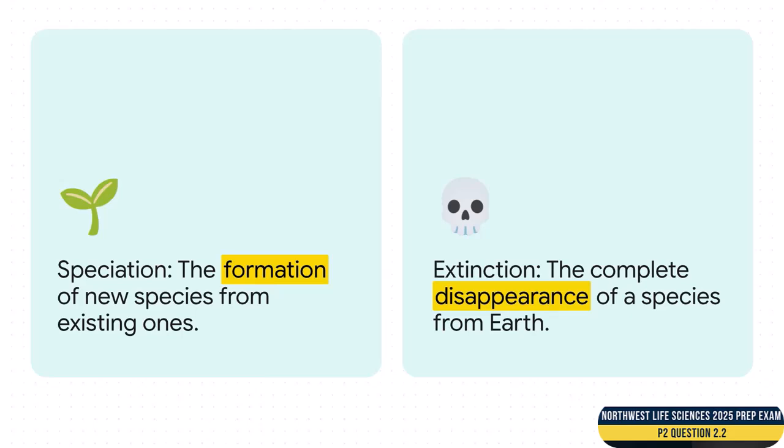Now for 2.2.3, where you need to tell the difference between speciation and extinction. The trick here is all about the key words. For speciation, think formation. You're making something new. For extinction, it's disappearance. A species is gone, completely, forever. Nailing that contrast between formation and disappearance gets you both marks.